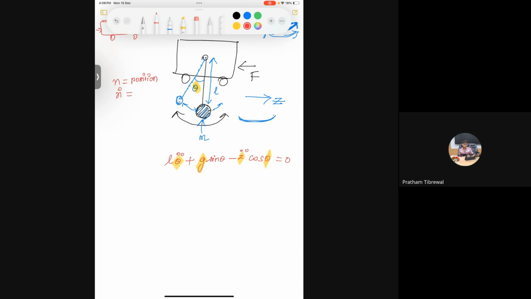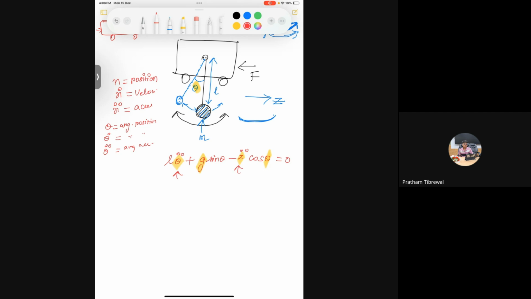Velocity. Speed. V. How do you call the x double dot? Acceleration. Similarly, if theta is an angular position, how do you call theta dot? Angular velocity. Theta double dot is angular acceleration. So this is angular acceleration and this is your linear acceleration.